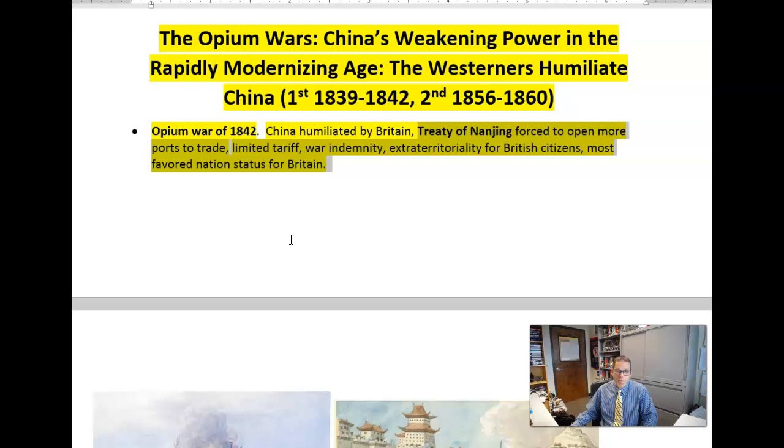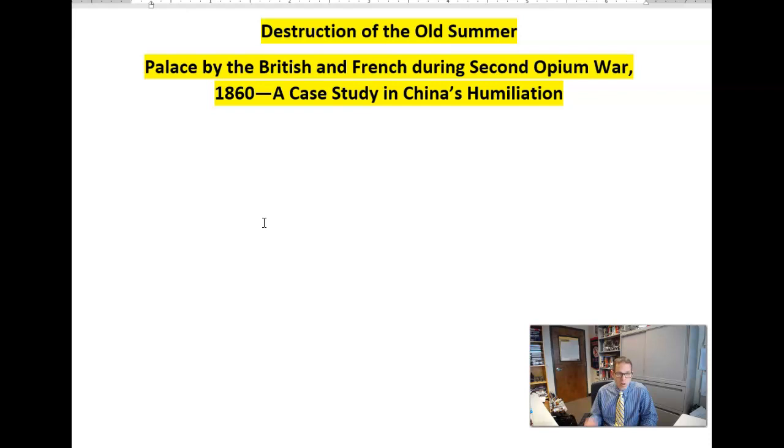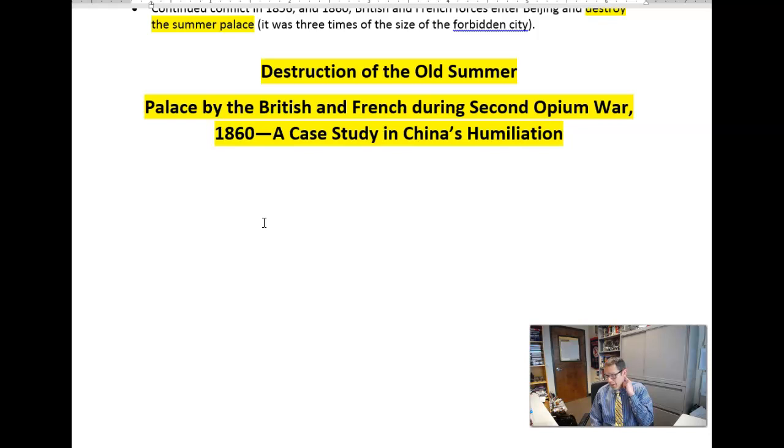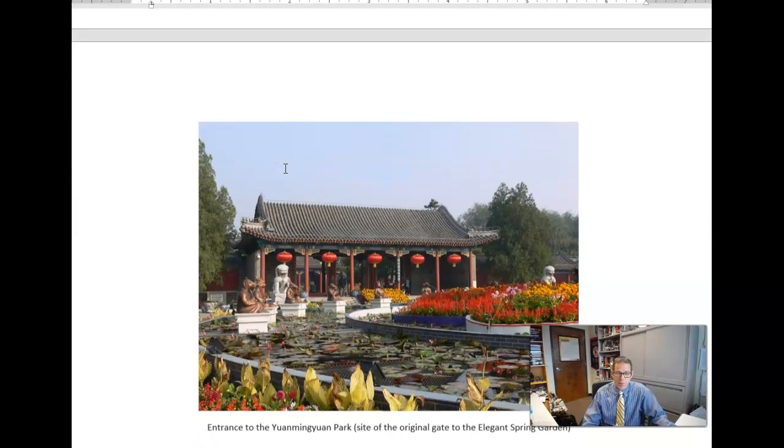I'll give you an example of that. So in the Second War, angered by some of the fighting, to teach the Chinese a lesson, the British and French army, as they get to Beijing, decide to follow the execution of some British and French envoys, who were killed by the Chinese military. To punish China, they decide to teach China a lesson by burning down what's called the Summer Palace.